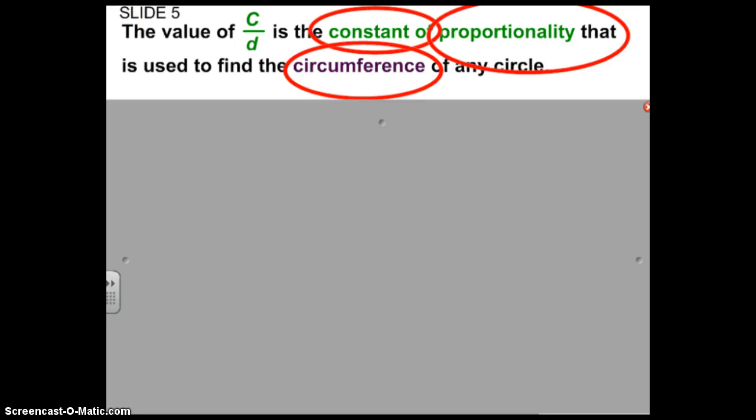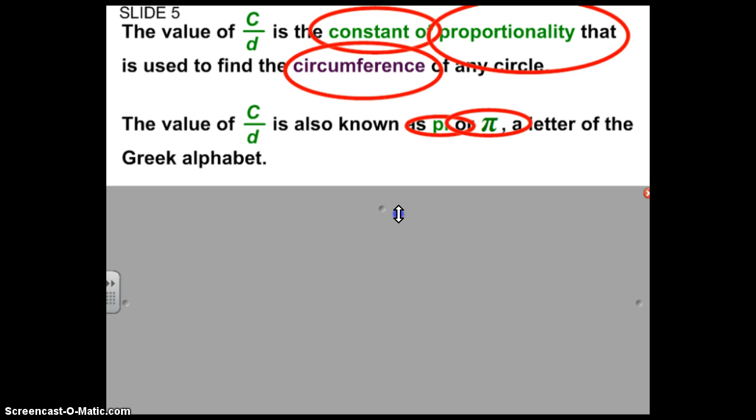The value of C over D is the constant of proportionality that's used to find the circumference of any circle. The value of C over D is also known as pi, or the pi symbol, which is a Greek letter of the alphabet.